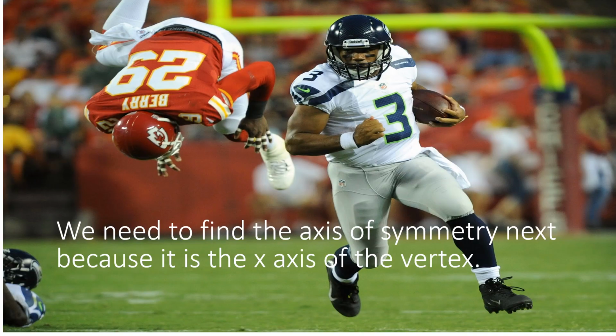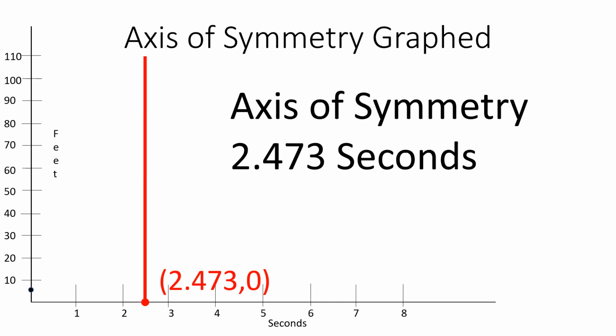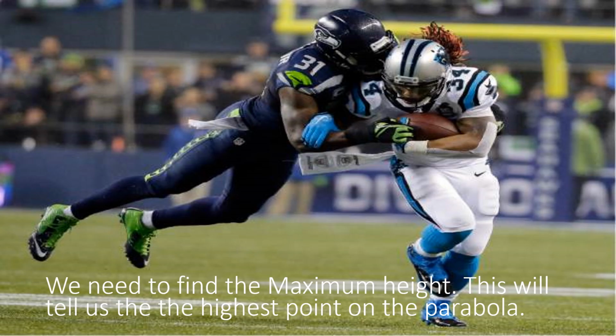We need to find the axis of symmetry next, because it is the x-coordinate of the vertex. Question 1. What is the axis of symmetry? Negative b divided by 2a, which is negative 79.15 divided by 32, which equals negative 2.473. Here is the axis of symmetry graphed and shown in red. It is 2.473 seconds. We need to find the maximum height. This will tell us the highest point on the parabola.